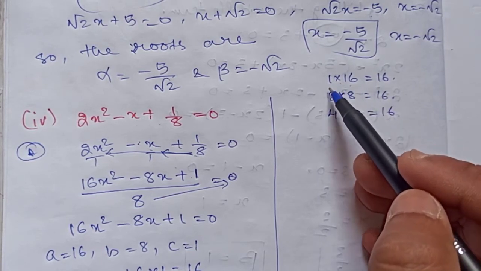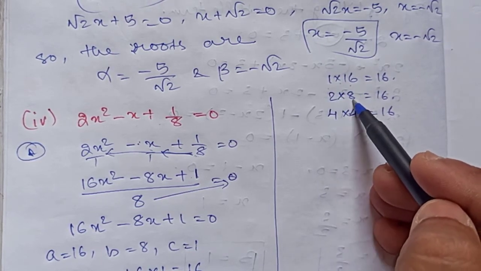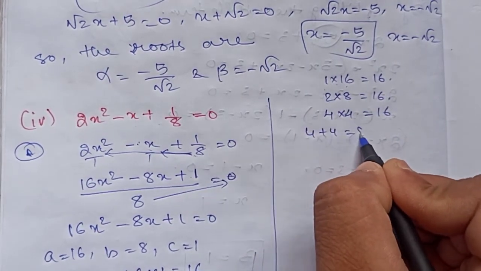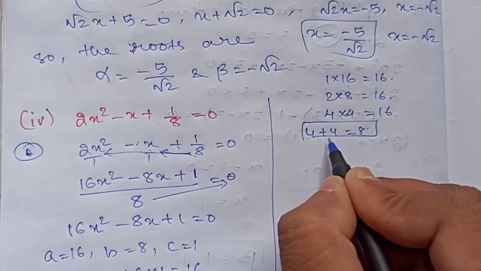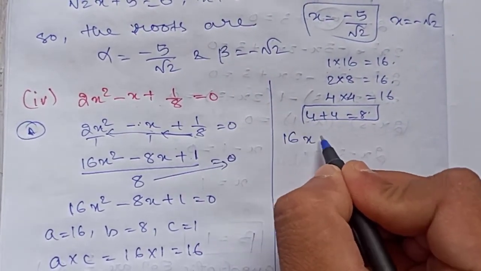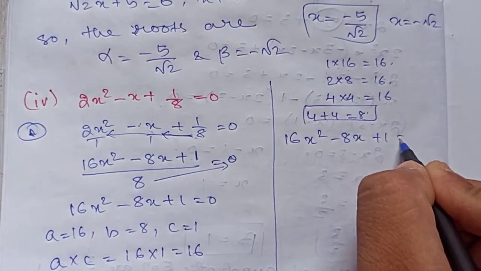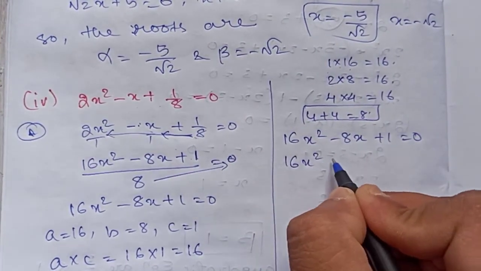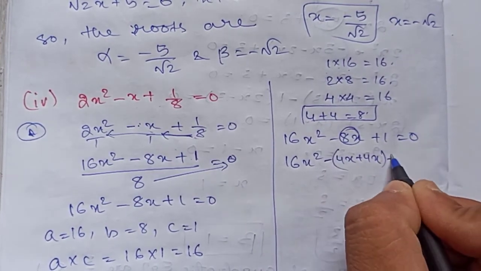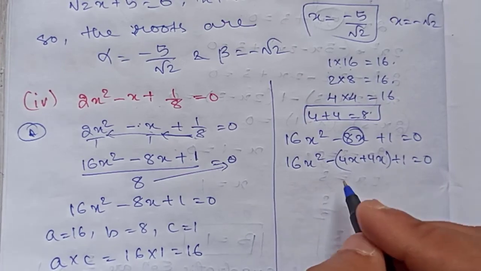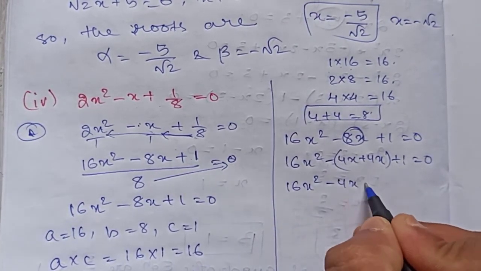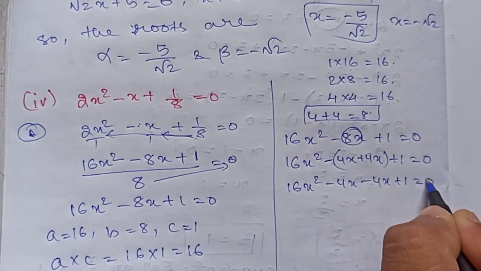16 plus 1 is 17, 16 minus 1 is 15, 2 plus 8 is 10, 8 minus 2 is 6, 4 plus 4 is 8. Okay, so this is our required middle term, getting 4x plus 4x we will get. So I am writing the equation once again, minus 8x plus 1 equals to 0. Okay, in place of 8x I will write 4x plus 4x, but it should be inside the bracket, remember, otherwise everything will be wrong. Now 16x square minus 4x plus 1 equals to 0.